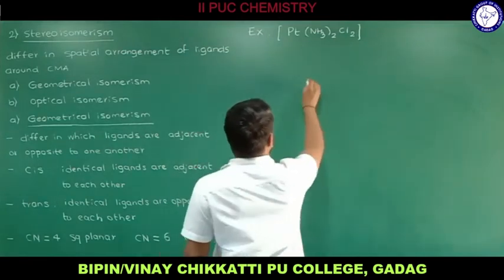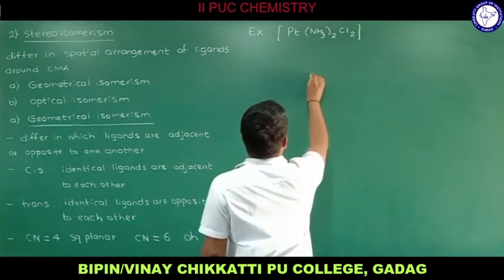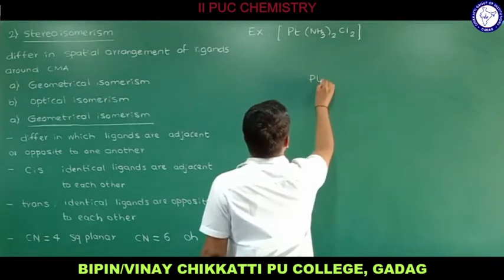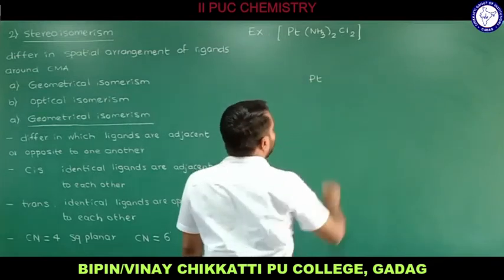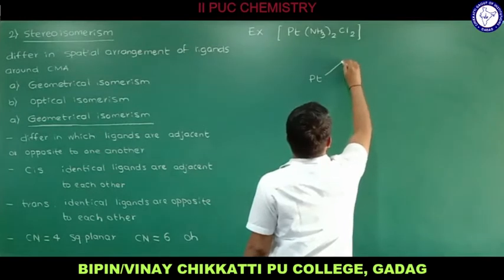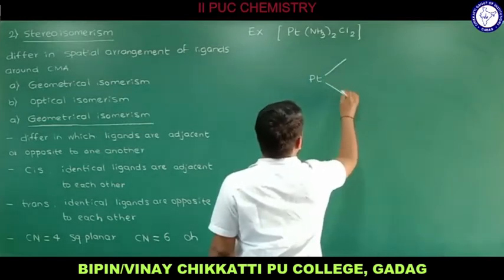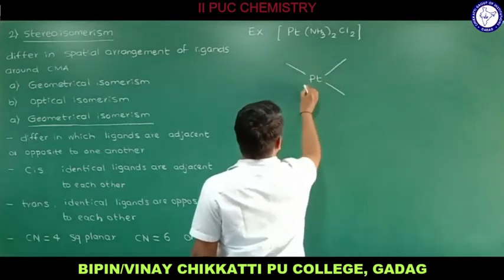Now observe how I am going to draw the cis isomer and the trans isomer of this. Pt will be in the center, and we have 4 corners: 1, 2, 3 and 4.